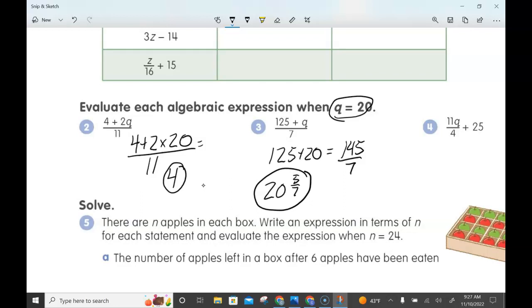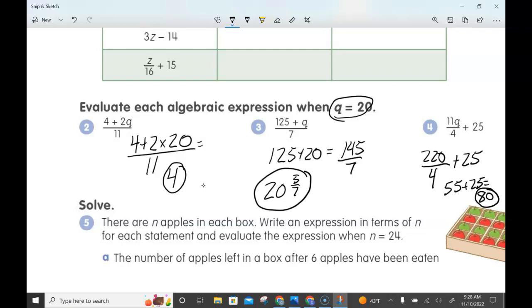All right, finally the next one. 11 times q, divided by 4, plus 25. So the first thing we want to do is take 11 and multiply it by 20. Okay, so we have 11 multiplied by 20, and that's going to give us 220 divided by 4 plus 25. So we take that 220, and then we divide that by 4, and that's going to give us 55 now. And then we add 25 to that, and that will give us 80 for our answer.